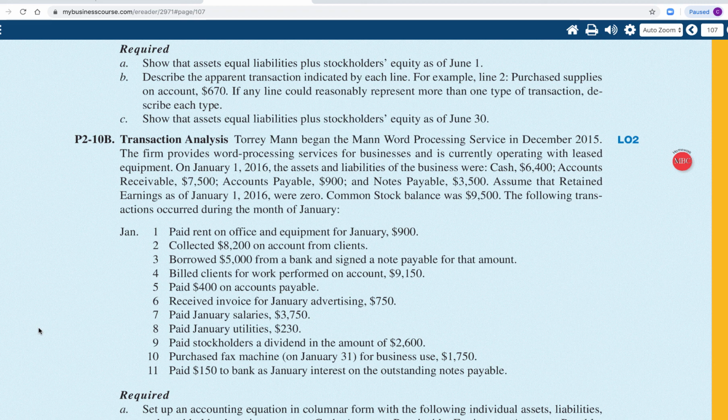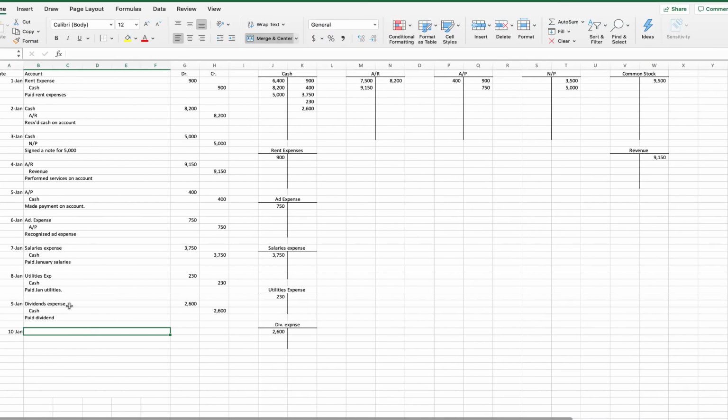What's my debit? Well, what am I getting? I'm getting a fax machine. I'm getting equipment, right? I'm getting a piece of equipment. So equipment is going to be my next account, right? So let's go make it so, right? So first thing I'm going to debit is equipment. This is an asset account. Assets increase with a debit. I believe they said it was $1,750.